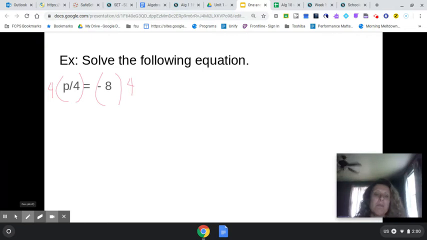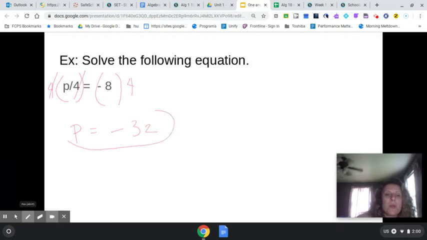All right, multiplying by 4 and dividing by 4, those two are opposite operations, so those are going to cancel. We just get P on that left side of the equation. And then -8 times 4, that's going to give me -32. So P equals -32 is my final answer to that equation.